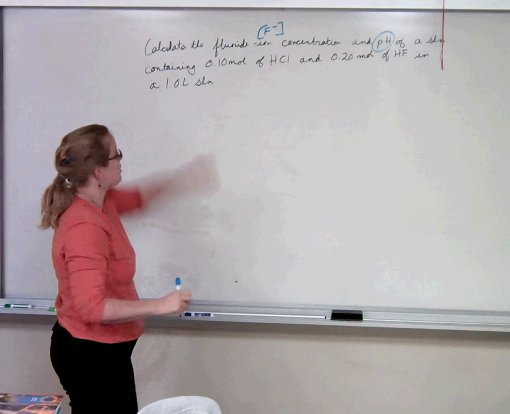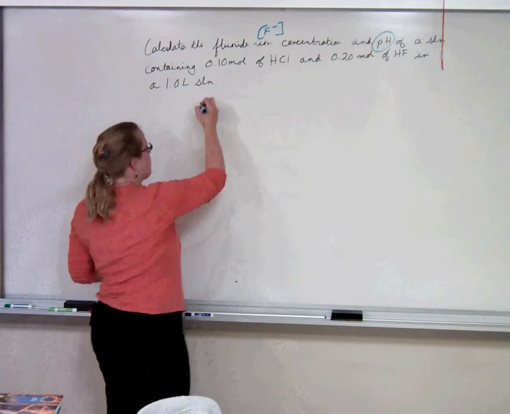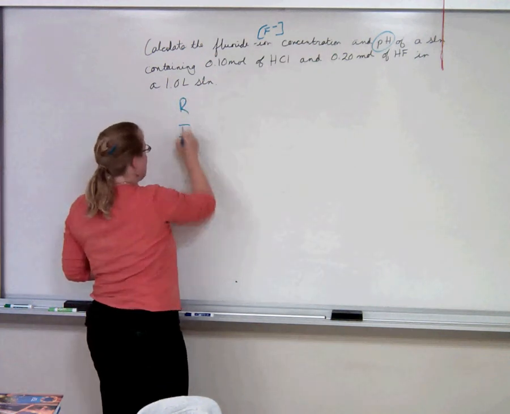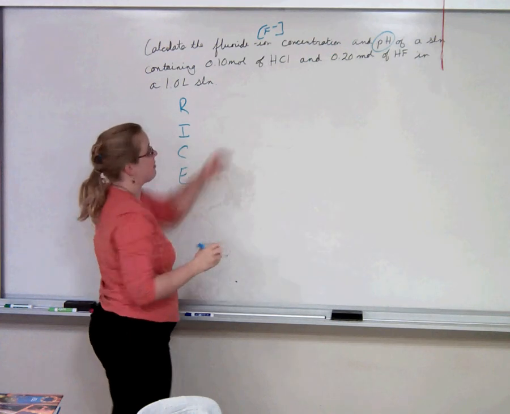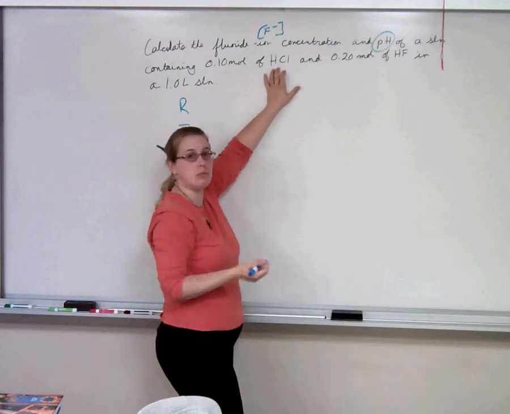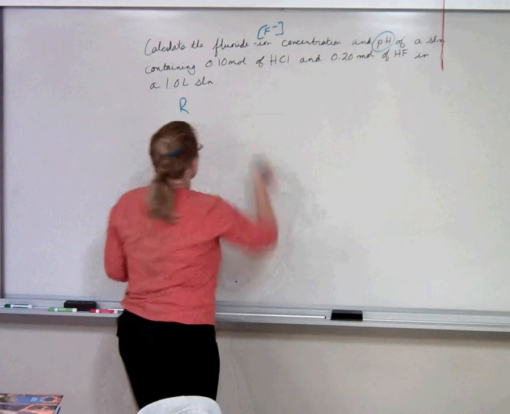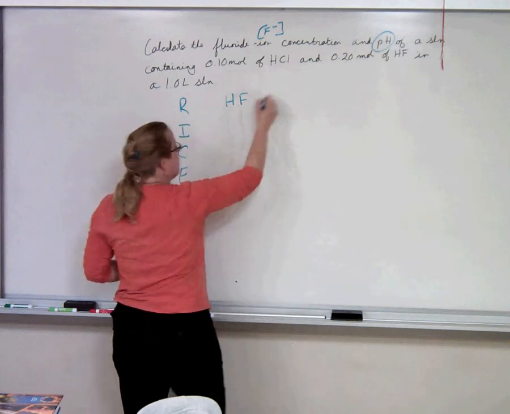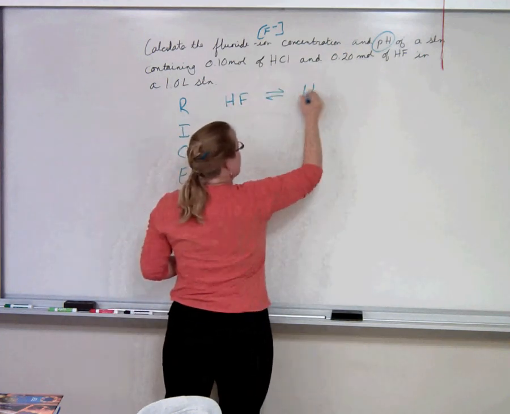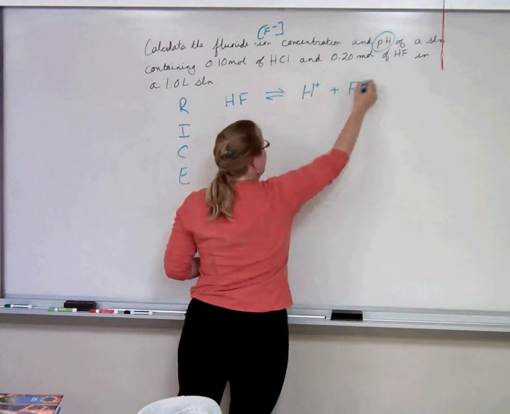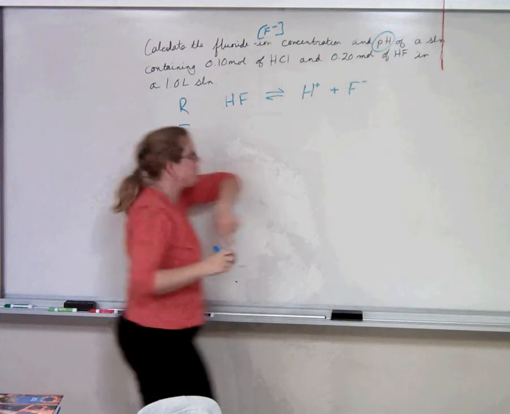All right, so we have our hydrofluoric acid. That's our weak acid. So when we do a RICE table, we're going to put the hydrofluoric acid in there. We're not going to put this in here because this is a strong acid. We don't use that in RICE tables. So we have hydrofluoric acid splits into hydrogen and fluoride ions. Aha, that's the thing we're trying to solve for.